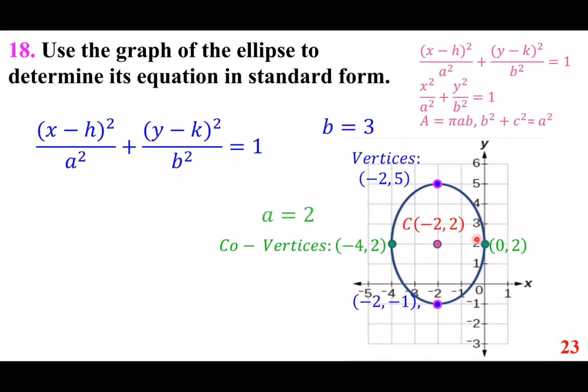Now we're going to plug in x minus h, that means x minus minus 2, or x plus 2, quantity squared, over a squared, that means over 4, plus y minus 2 quantity squared over b squared, that means over 9, equals 1. So we got the equation in standard form from the vertices, the center, the co-vertices.